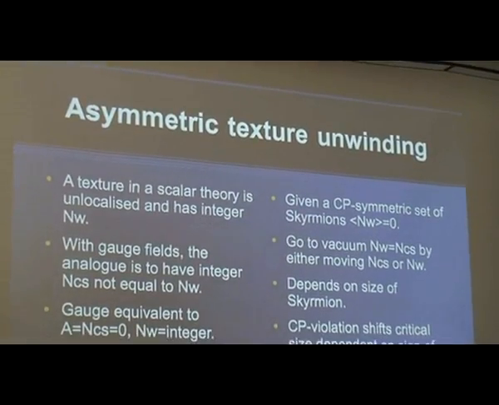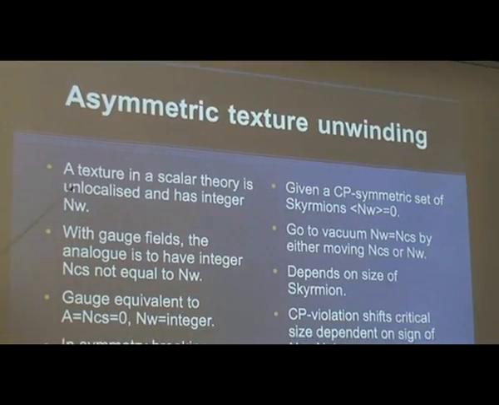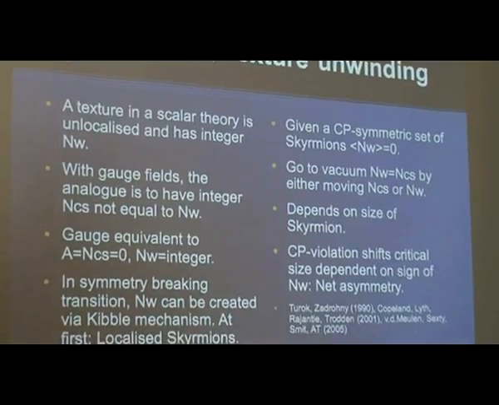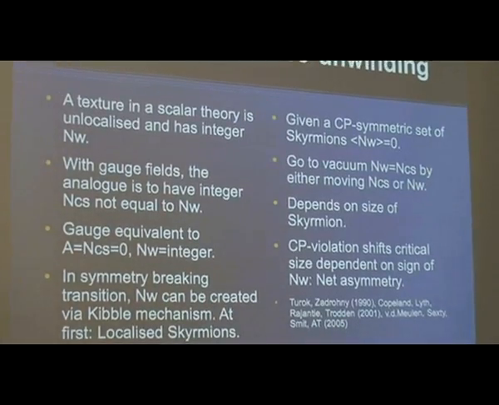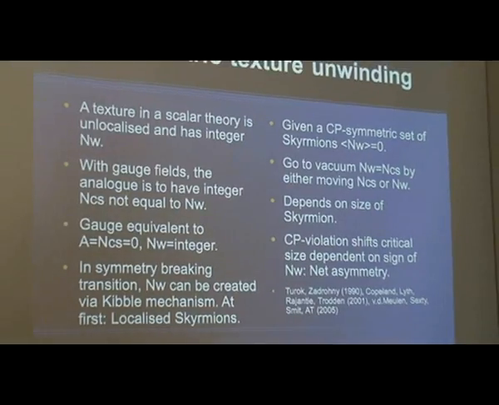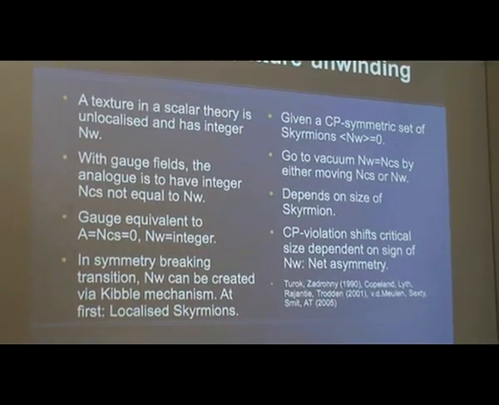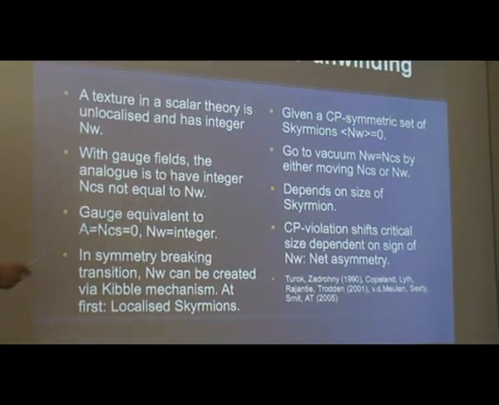So a texture in a scalar theory, well, it's not in a scalar theory. Texture is unlocalized. So it's an integer winding number, but you can still think of it as something called a Skyrmion. A Skyrmion is localized sort of by hand, but it's still somehow a hedgehog with arrows pointing out in all directions. If you have gauge fields around, as well as the scalar, the analog is to have Chern-Simons number not equal to winding number. So if they're both integer, but they're not the same, you can always gauge transform them so that A is just 0 and this is just an integer. It's like having your gauge field. So if they're not the same, you effectively have a texture or a Skyrmion.